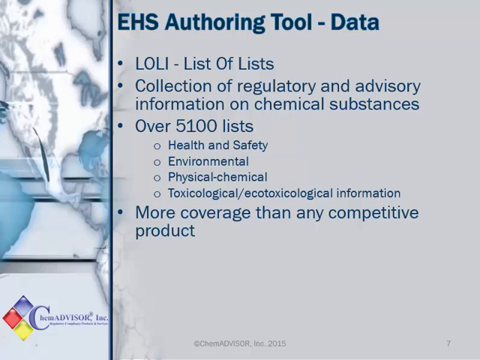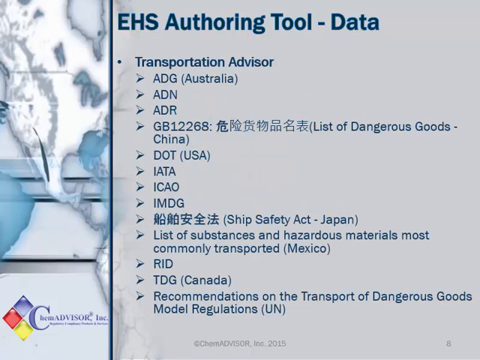Again, the LOLI database is a collection of regulatory and advisory information on chemical substances covering health, safety, environmental, phys-chem data, toxicity, and ecotox, amongst other data. In addition to the regulatory data found in LOLI, EHS-AT also includes the transportation database, providing you proper shipping names, packing groups, and other information to help you properly classify your product for transportation around the world.